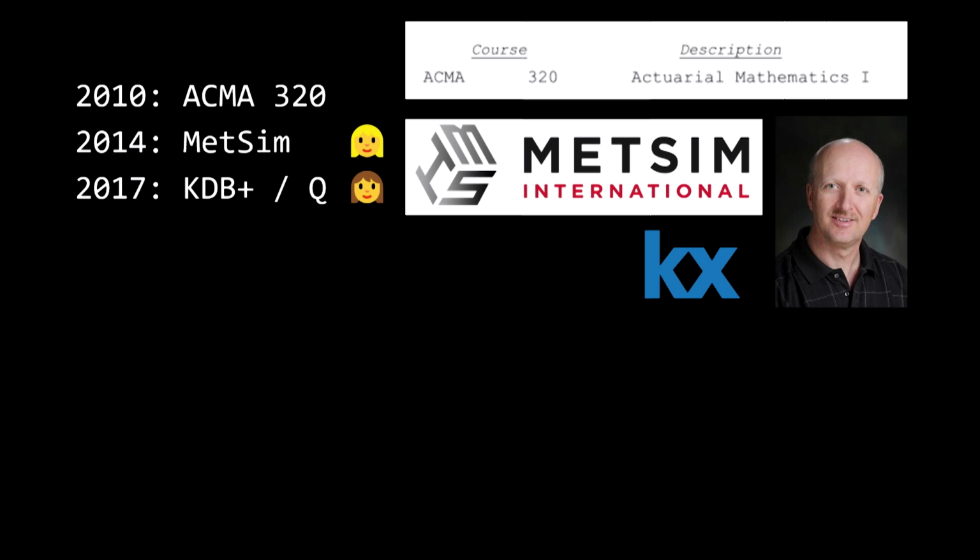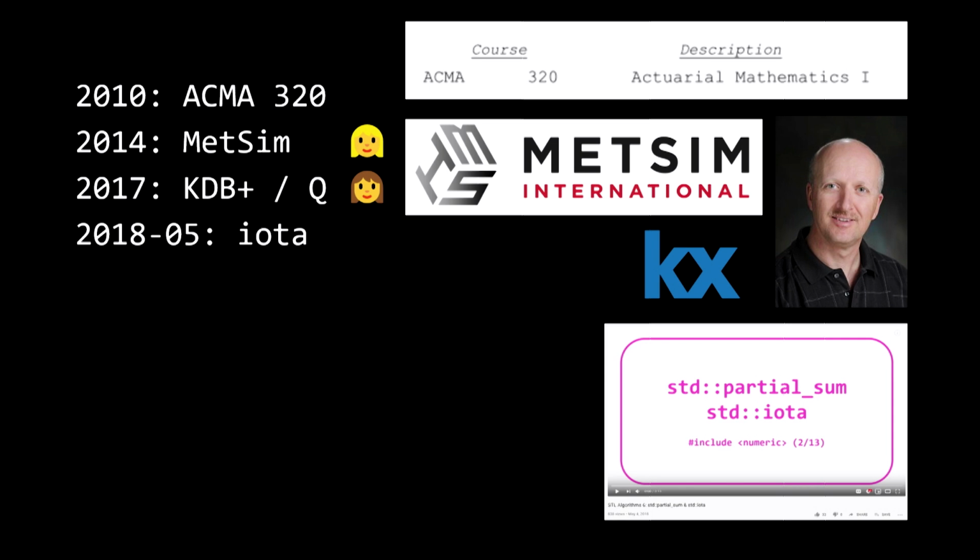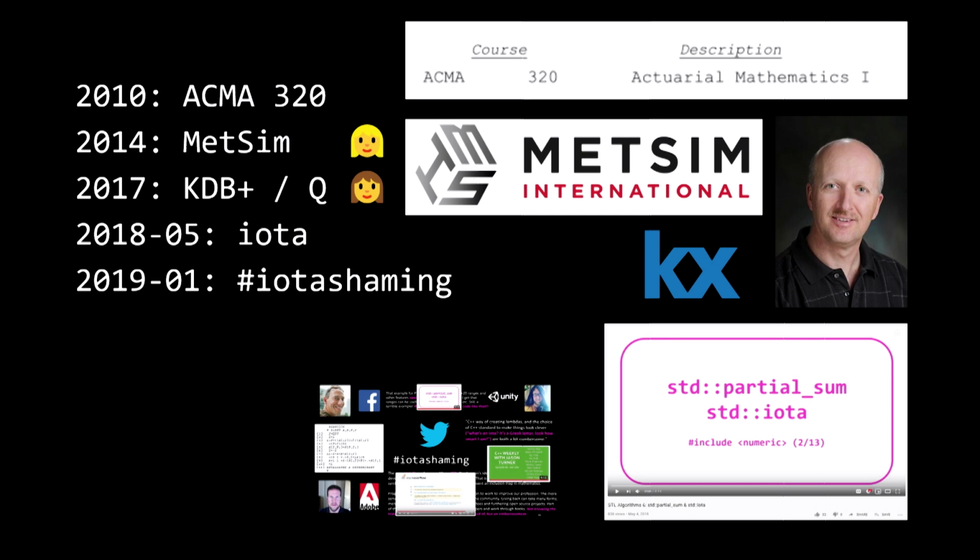The next time is when I make a YouTube video in 2018 on my YouTube channel on partial sum and iota. And I mentioned, because I was doing research, that iota actually comes from a language called APL. That sort of exploded six months later when Sean Parent basically ended up responding to someone on Twitter who had made some comment about iota being this, oh, look how smart I am. And then it turned into this whole hashtag on Twitter called iota shaming, which you can go watch in my CppCon 2019 talk, where that slide that's been copied here is taken from.